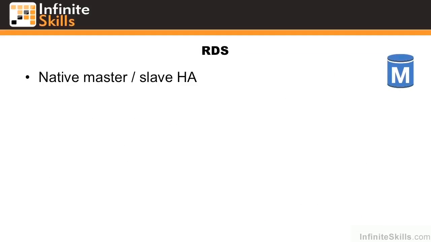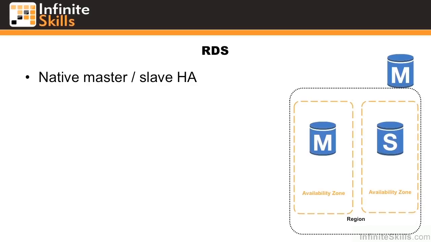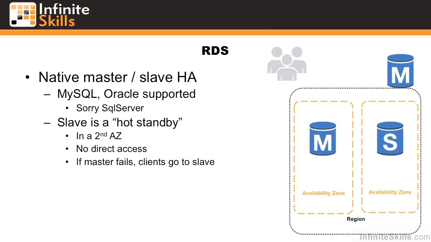RDS also comes with the native ability to master and slave for high availability. Inside of a region, you provision a master in one availability zone and a slave in a second. This is only supported for MySQL and Oracle, not SQL Server. The slave is essentially a hot standby in a second AZ with no direct access to it. If the master fails, the clients go to the slave.